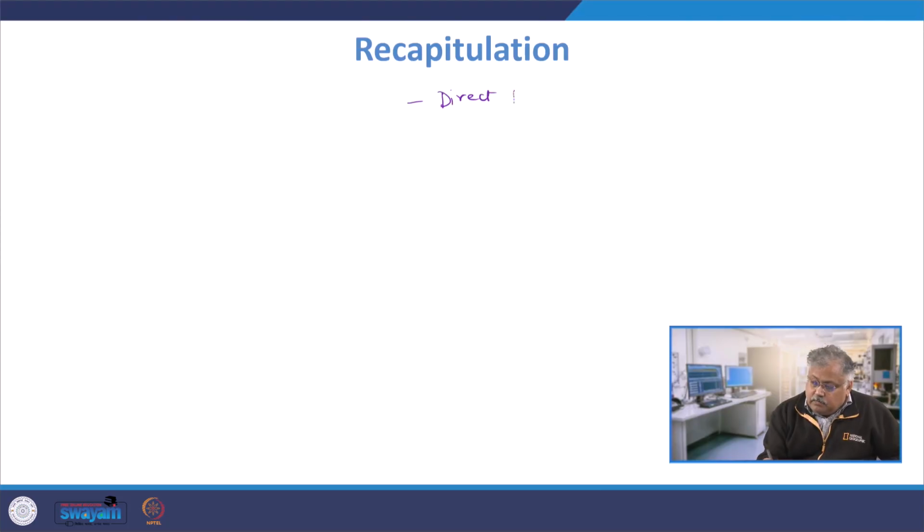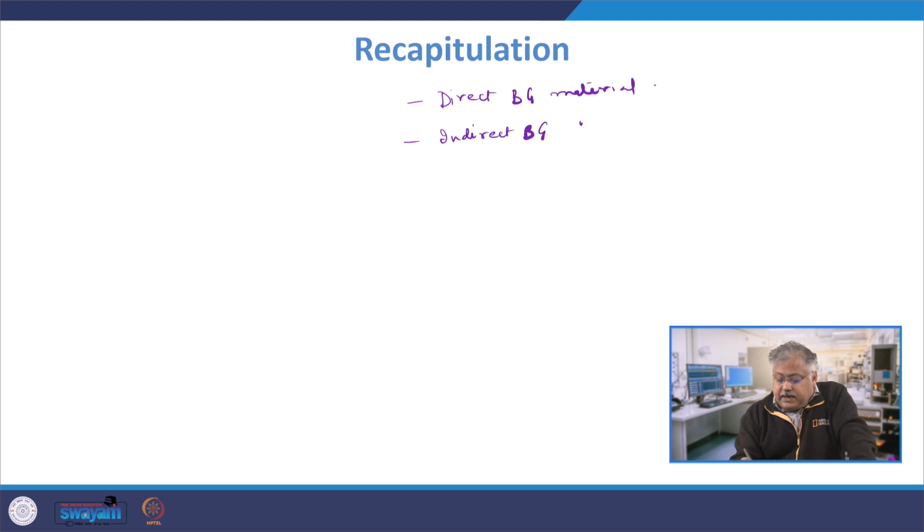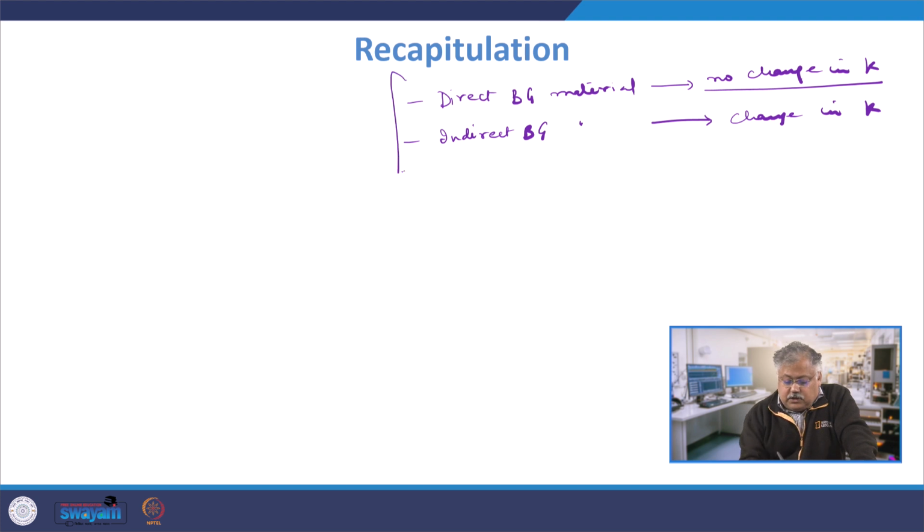So what we did till now was we looked into the E-K diagram, and then we tried to predict what a direct and indirect band gap material is and how it influences the overall structure of the system. So we looked into direct band gap material and indirect band gap material. In direct band gap material, there is no change in K, so momentum is conserved in this case. And in the indirect case, there is a change in K. That is one thing which one should know.